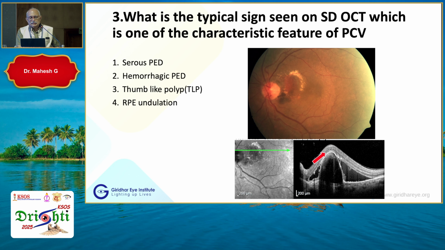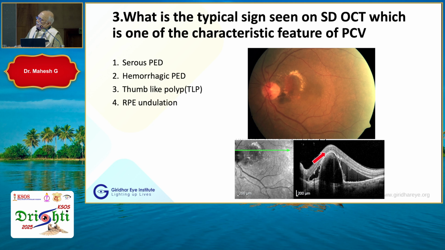Very simple question. What is the typical sign seen in SD-OCT, which is one of the characteristic features of PCV? Is it serous PED, hemorrhagic PED, thumb-like PED, or RPE undulation? So this is what I said. Okay, so thumb-like PED is very typical of polyp.